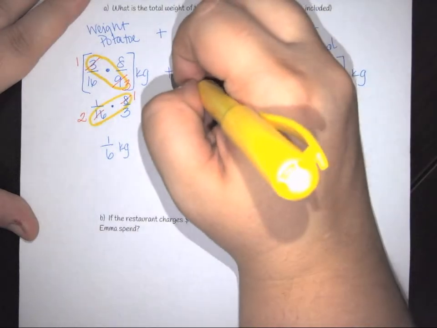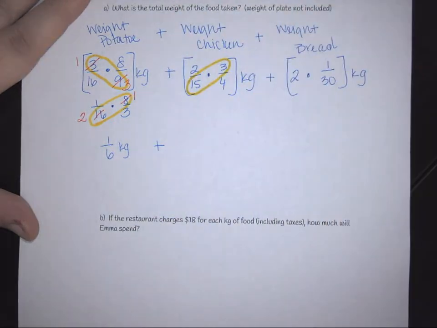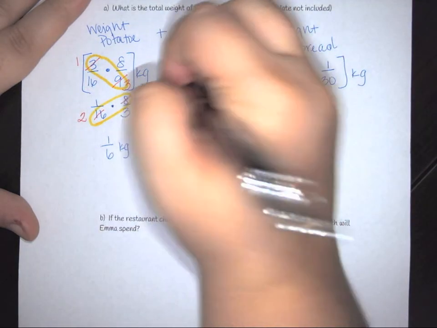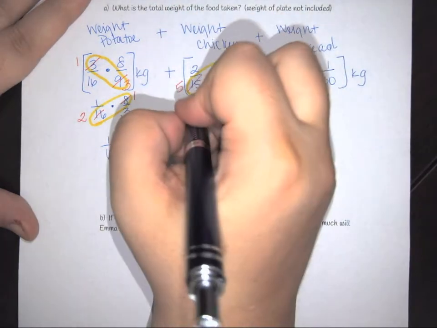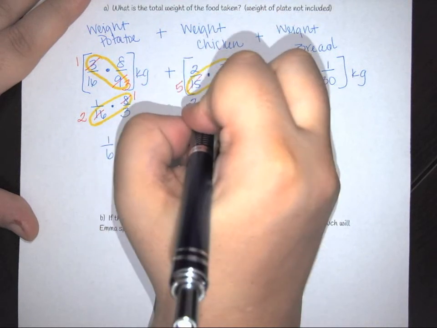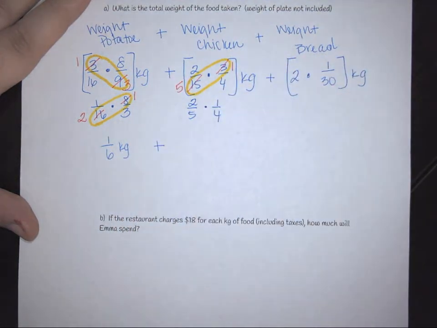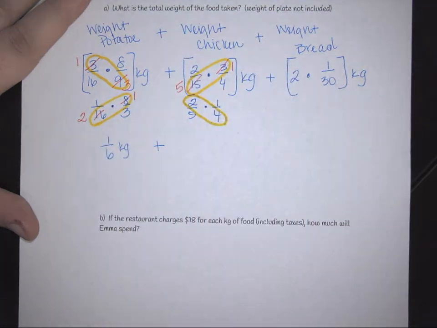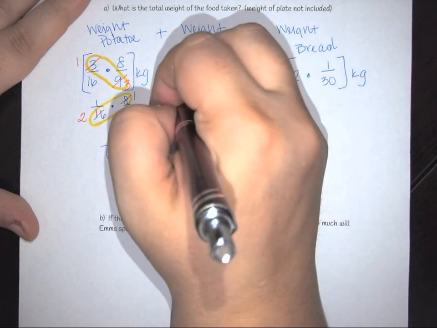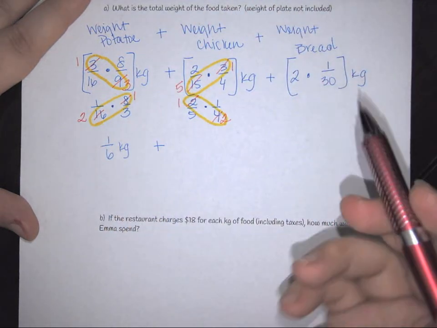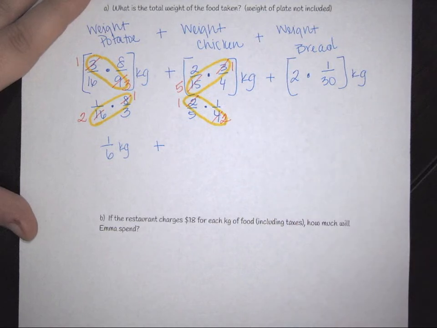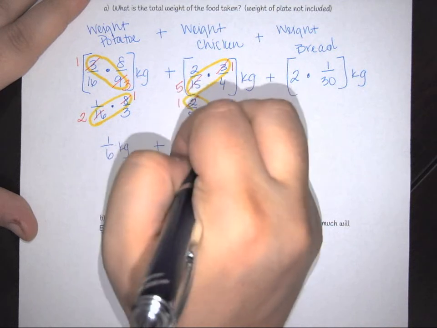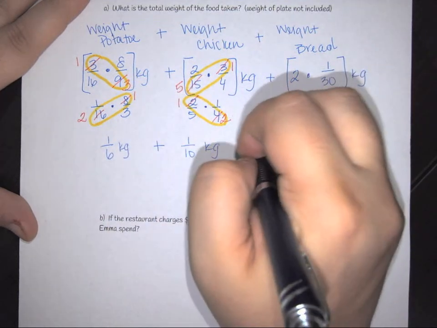Again, first and foremost, I have 15/3. These will reduce down. This becomes a 1. This becomes a 5. Leaves me with 2/5 times 1/4. And then, cross multiplying again, I can reduce. So 2 and 4 reduce. This becomes a 1. This becomes a 2. So I'm left with 1/5 times 1/2. Straight across in the top and bottom leaves me with 1/10 of a kilogram. And I have to add that on to the last part.